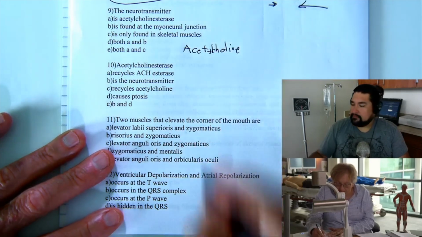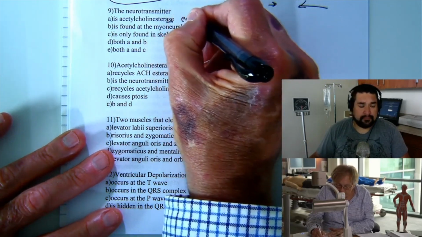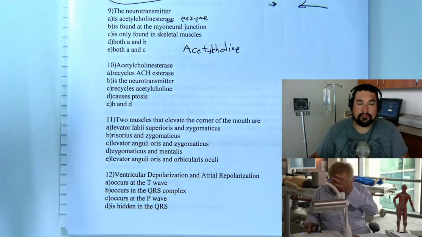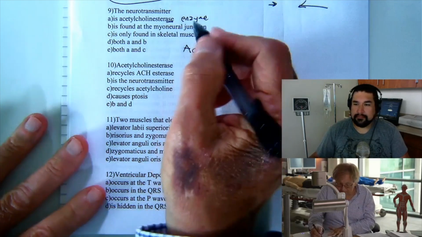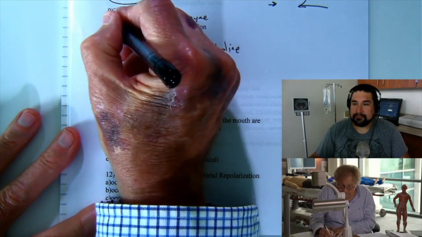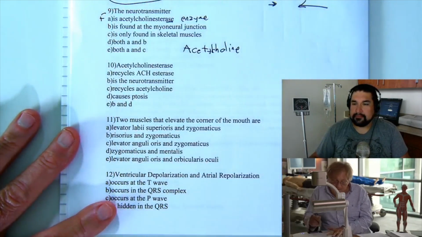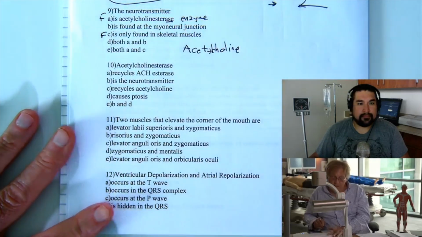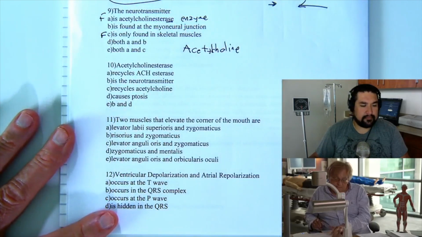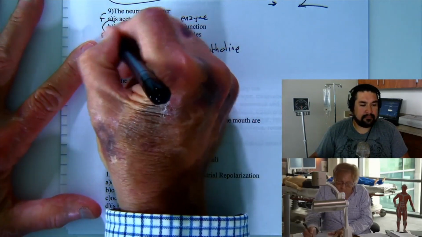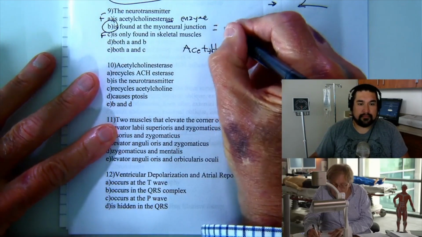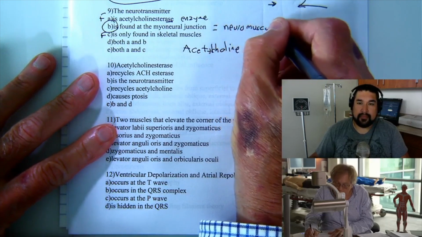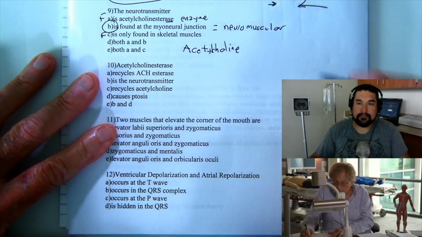And therefore, ACE is always an enzyme. It's going to recycle acetylcholine. And therefore, it says the neurotransmitter is acetylcholinesterase. Well, it can't be that. That recycles it, so that's false. It's found only in skeletal muscles. Obviously, that's false because you've got it in smooth, cardiac, and skeletal. And therefore, the answer is it's found in the myoneural junction, which is also called the neuromuscular junction.